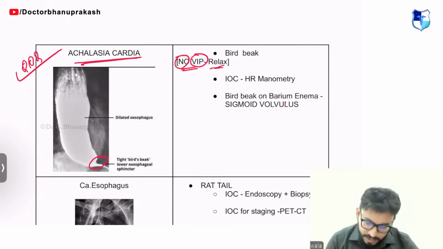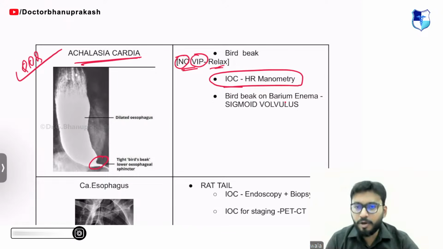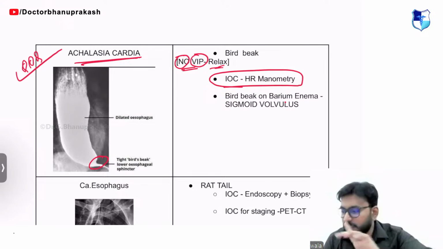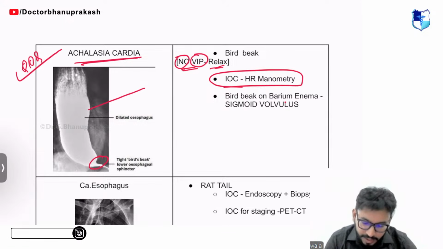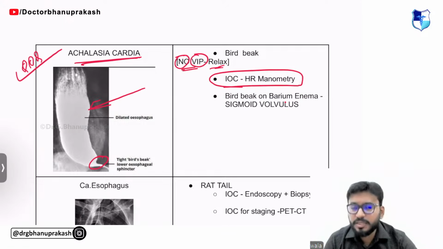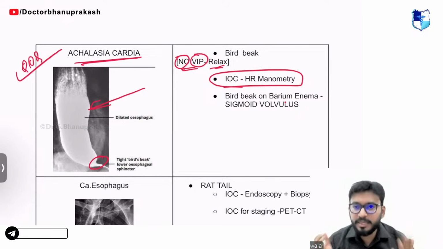So this is achalasia cardia. Remember, investigation of choice is HR, high resolution manometry. Barium swallow is not the investigation of choice. Please don't mark barium swallow. What you can see here is a barium swallow, but it is not the investigation of choice. The IOC is HR manometry, so as to know the pressures. Manometry is basically pressure.